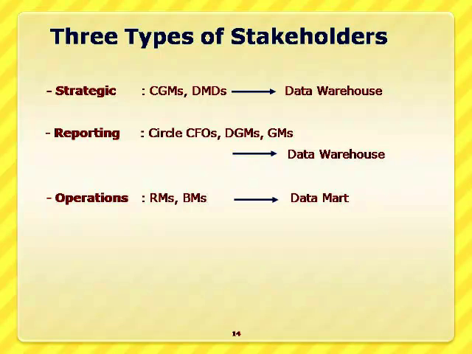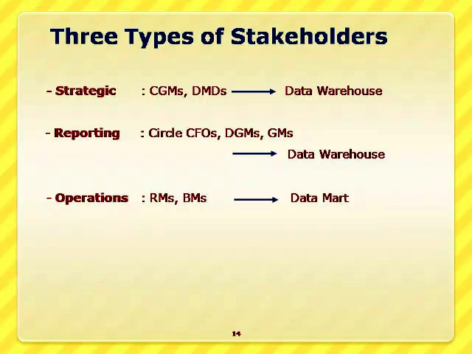Now let us take the stakeholders. I take an example related to a large bank. In the bank, different kinds of stakeholders will be present. Let's say strategic stakeholders, reporting stakeholders, operational stakeholders. The strategic stakeholders generally mean chief general managers and deputy managing directors. They will require the long-range business intelligence information that is obtained from the data warehouse of the whole bank level, the whole organization level.